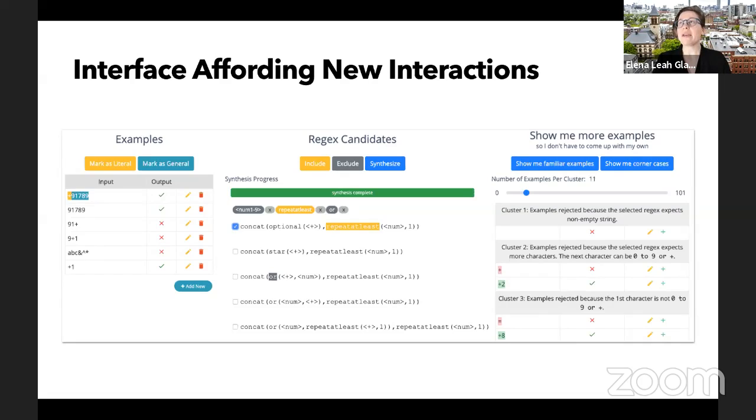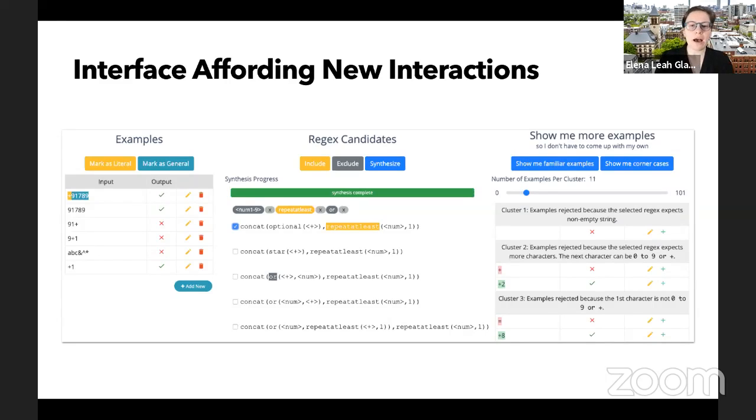And on the right, we have something called show me more examples, so I don't have to come up with my own. And there's two variants here. One is show me familiar examples, and one is show me corner cases. And also, given that these are clustered, you can generate more, show more or less examples per cluster.